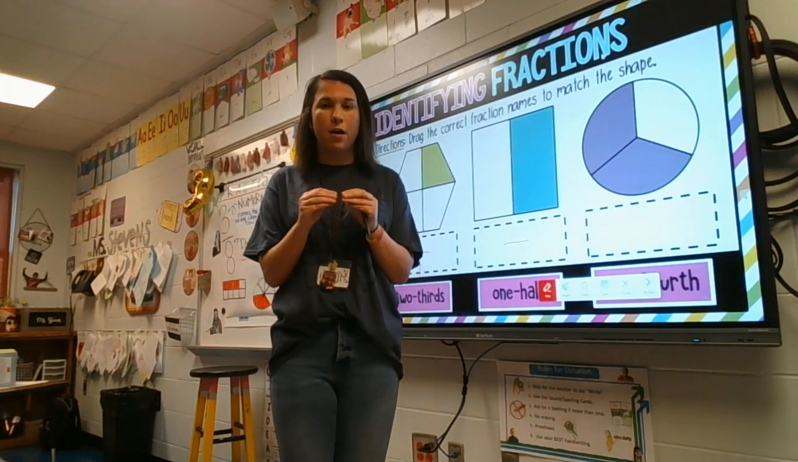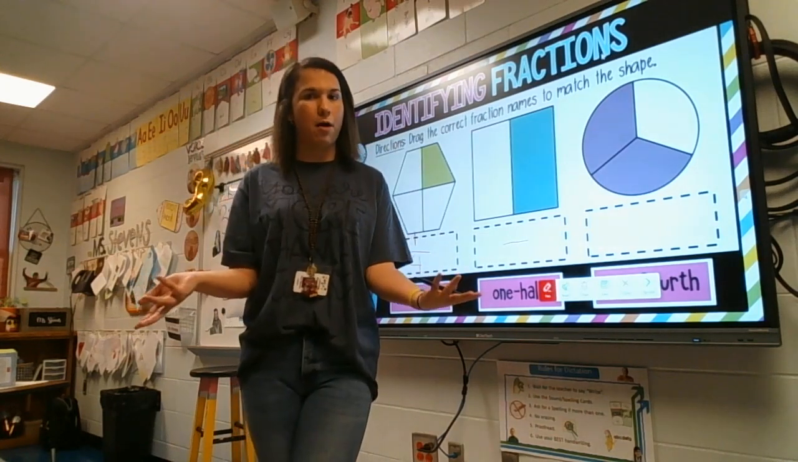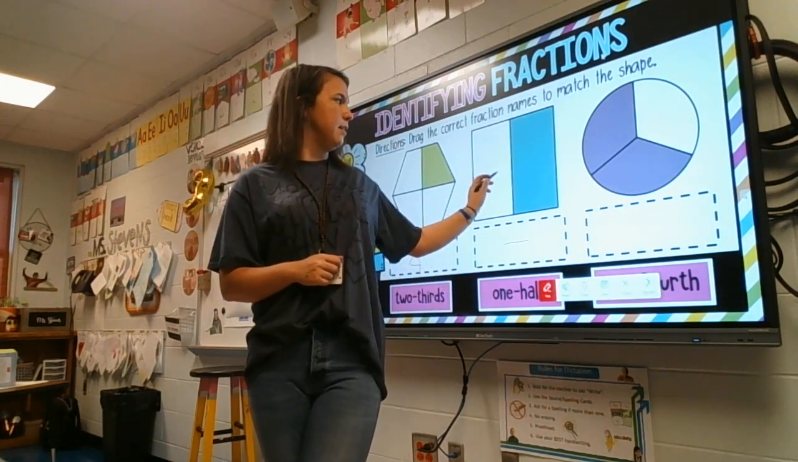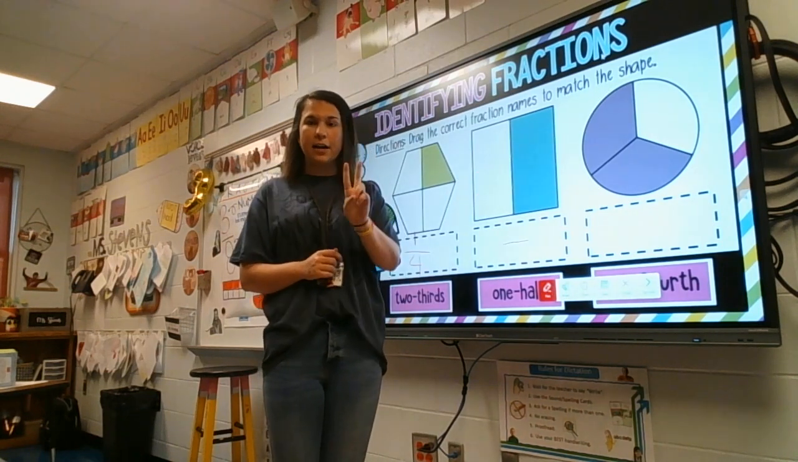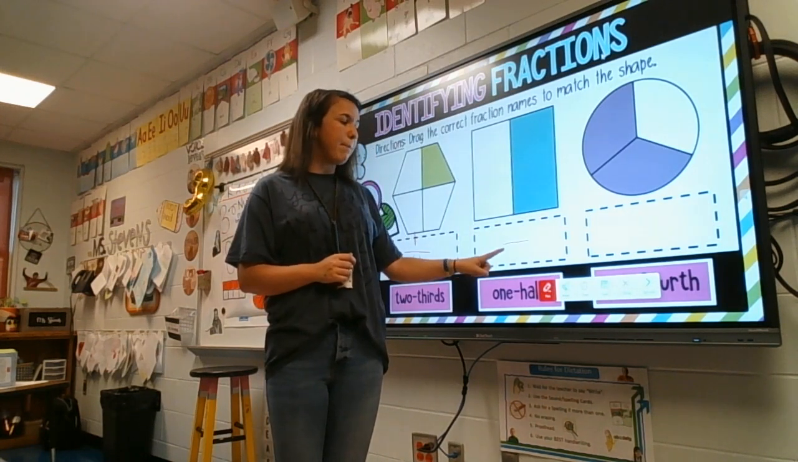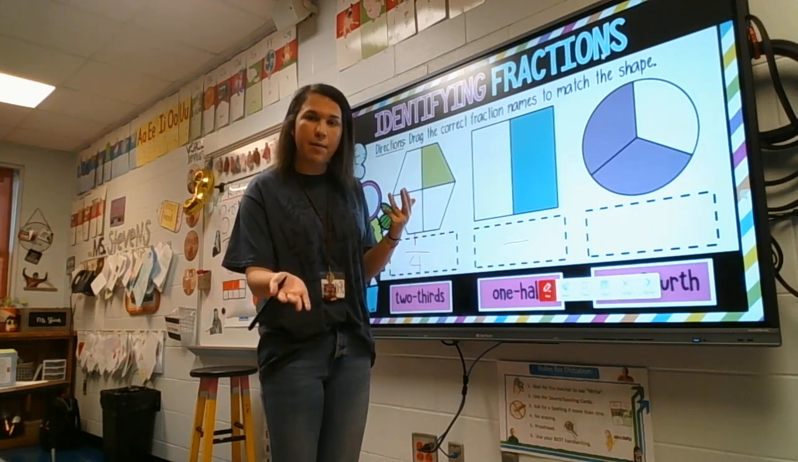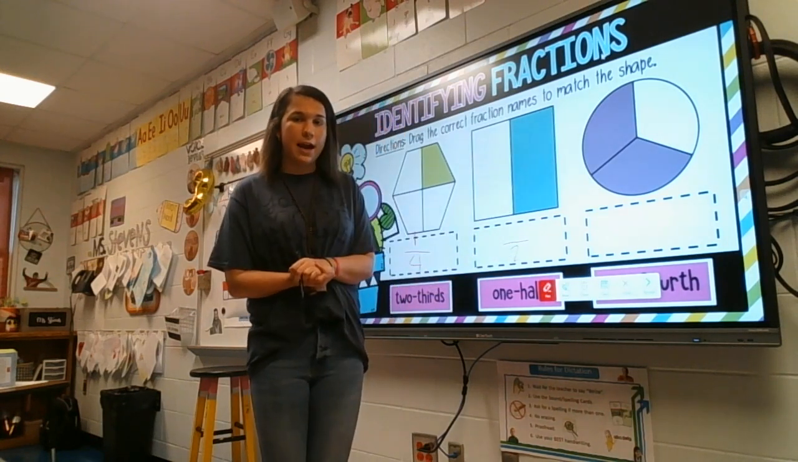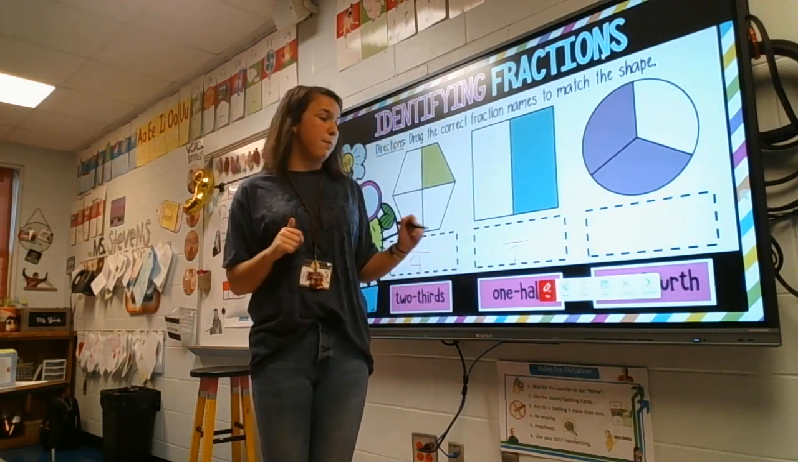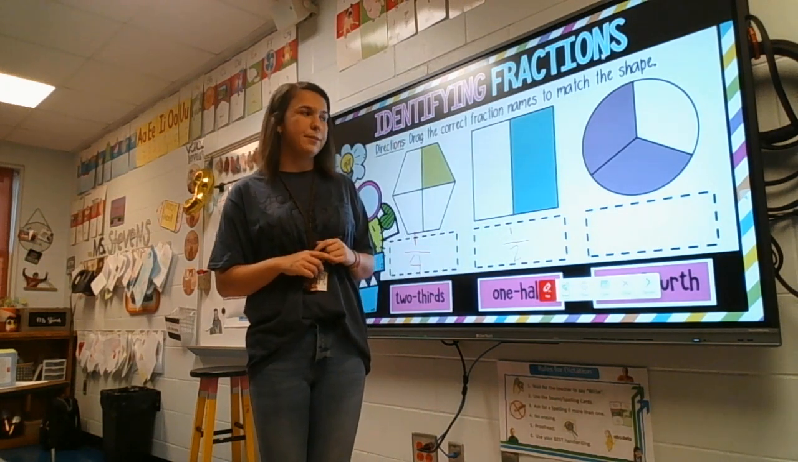All right, let's look at this one. How many total parts do I have? What is my denominator? What's my total number of parts? 1, 2. I have 2 total parts. Is that 2 going to go on my top or my bottom? Is it my numerator or my denominator? It's my denominator, so it's going to go on the bottom. How many parts are shaded? 1. So my 1 is going to go on my top, and we read that as 1/2.